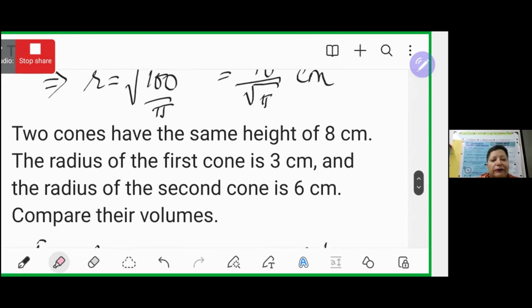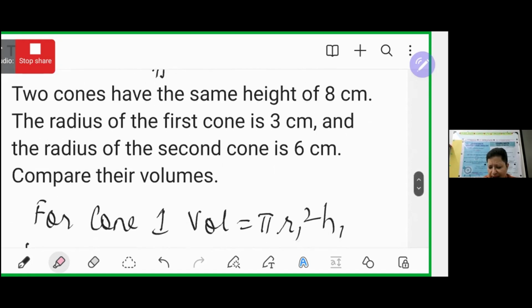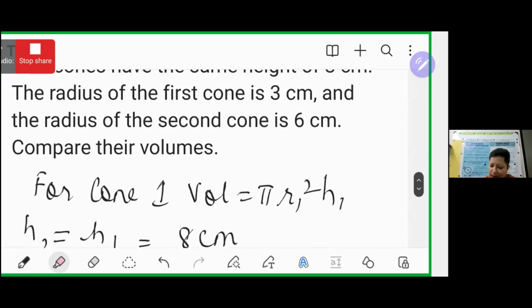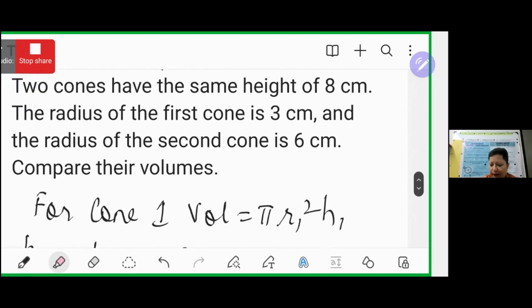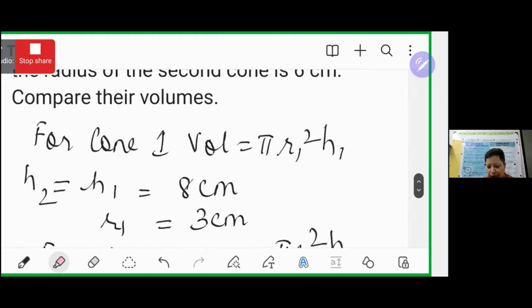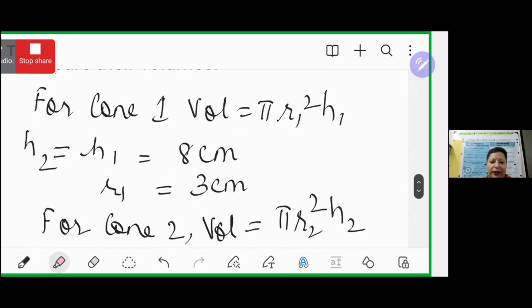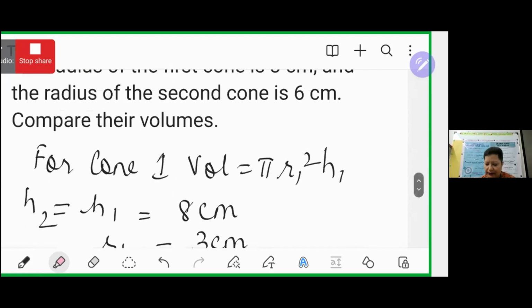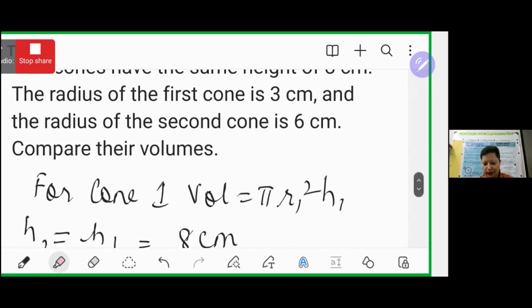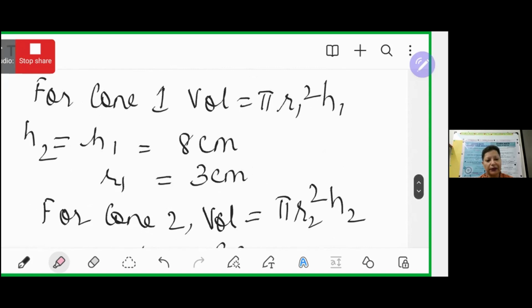Two cones have the same height of 8 centimeters and the radius of the first cone is 3 centimeters. Radius of the second cone is 6 centimeters. You need to compare their volumes. Very cute, very easy question, but often such questions come. Since there are two cones and I've been given separate radiuses and heights, I will label them as R1 H1 and R2 H2. For cone 1, it's going to be pi R1 square H1. But we've been told that they have the same height of 8 centimeters. So H1 is going to be H2, which is nothing but 8 centimeters.